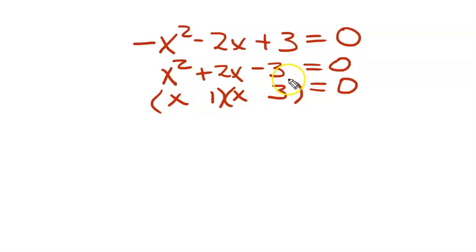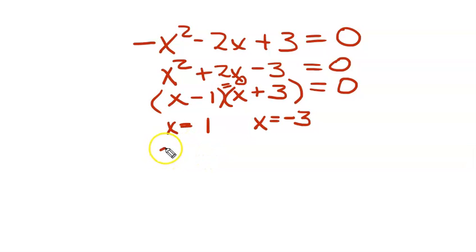Now, what would your signs be? We need a positive in the middle. Well, this would be a positive, and this would be a negative. And the protocol is equal each of the factors to 0, and we get here x equals a +1, and here x equals a -3.